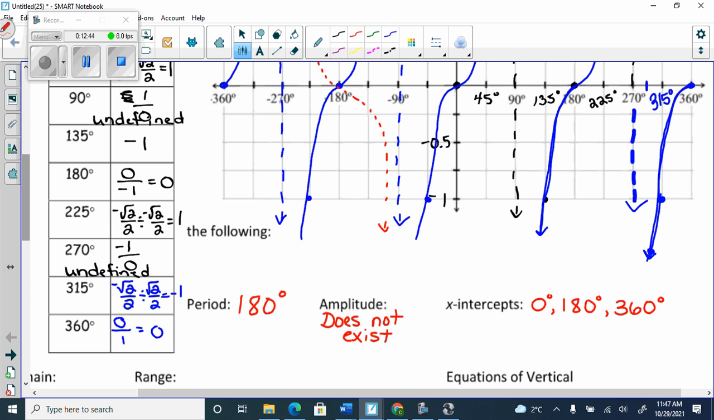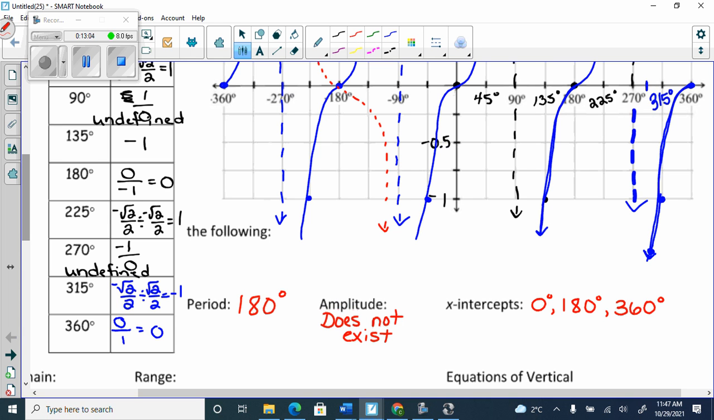So 0, my next x-intercept would be 180, then 360 and then etc. Because it repeats itself every 180. So, how do we write x-intercepts if they keep going on forever? We can use a general term. Do you remember how to do that?